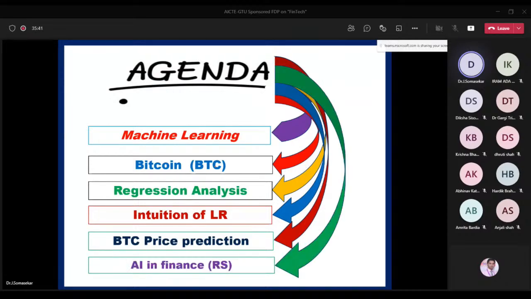And also I will show artificial intelligence in finance by using a recommender system. I have shown previously how the recommendation system plays a vital role in finance, like the banking sector, real estate, etc. That we will discuss with small examples, so you can understand. So with this brief agenda, I'll move to machine learning.